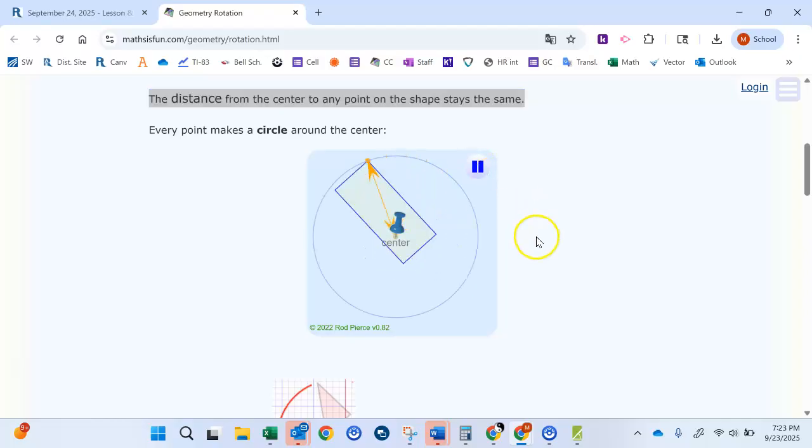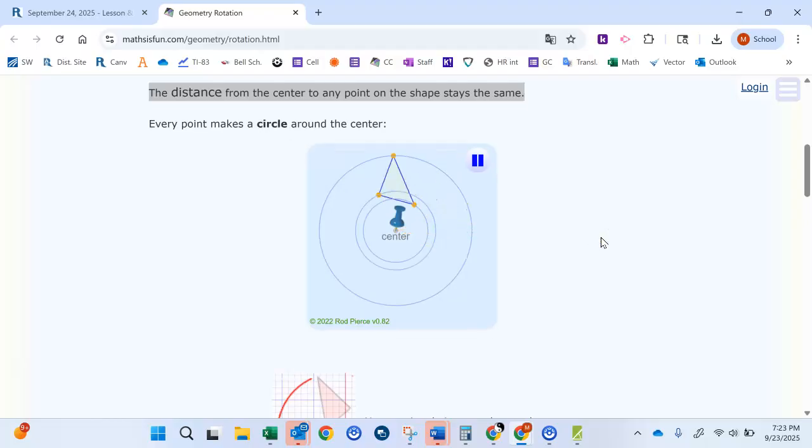I like the other one better. But basically every point is the same distance from the center. They're showing that right now, okay? So this point is rotating around it, but this point is still the same distance all the way, okay? So you may want to watch that a little bit. Every point's the same, okay? So that's what I'm going to be referring to.